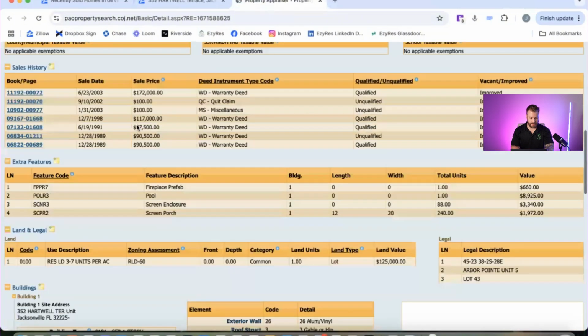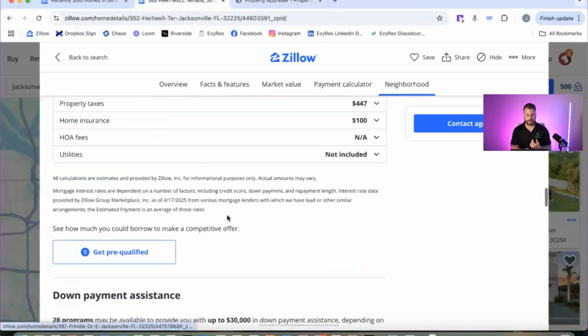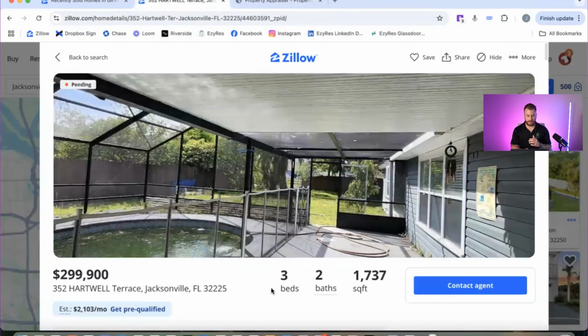So now I'm going to look at the property and just verify. So we are 1737 square feet heated area, and we are a 3-bed, 2-bath house. We do have a garage. That's what FGR stands for. So now I know that tax records and Zillow align. So I'm looking at something correct. So now let's just say it didn't. If it didn't, I would verify that with the agent or whoever sent me the deal.